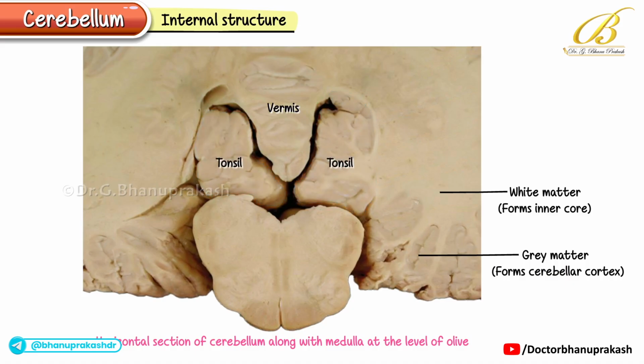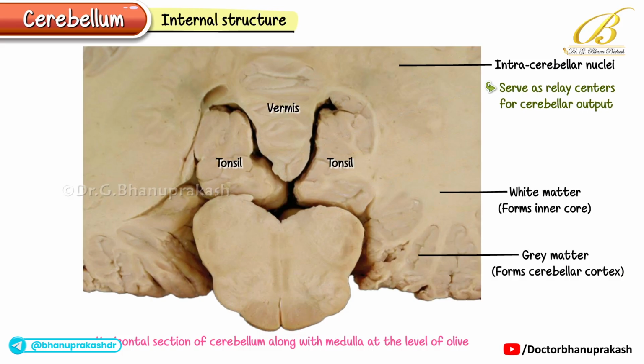Within the white matter of the cerebellum, we find clusters of nerve cell bodies known as the intracerebellar nuclei. These nuclei are extremely important because they serve as relay centers for cerebellar output. The most prominent among them is the dentate nucleus. This nucleus is the largest. It is situated the most laterally, and it is also considered the latest to appear in the course of evolution.